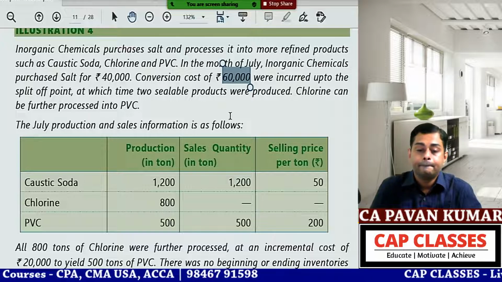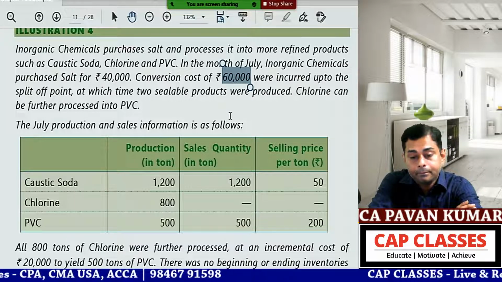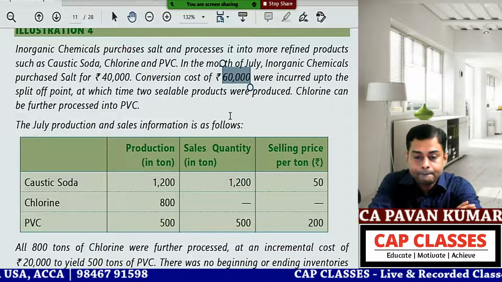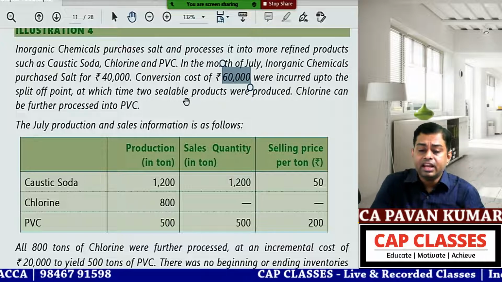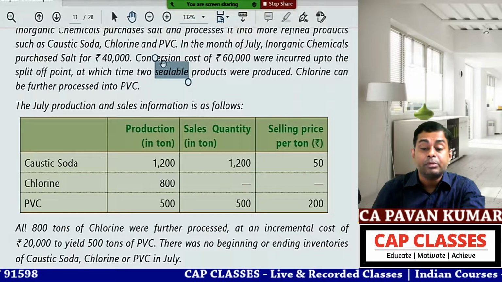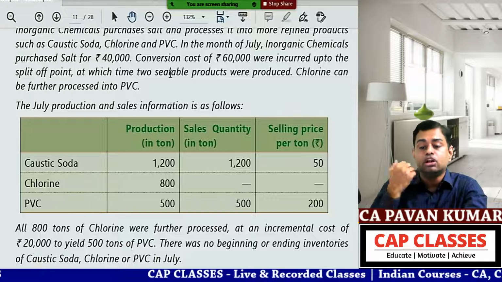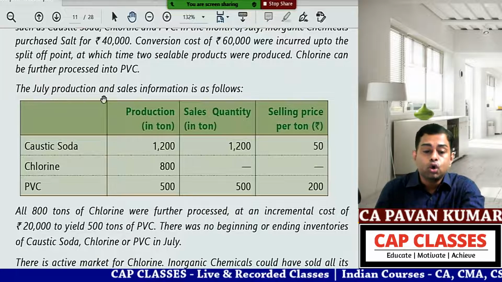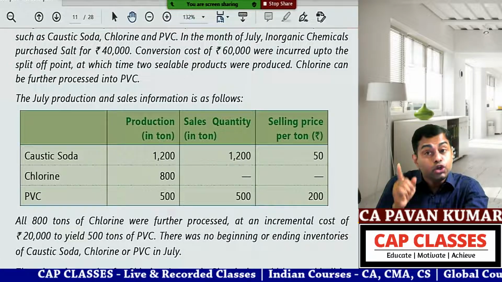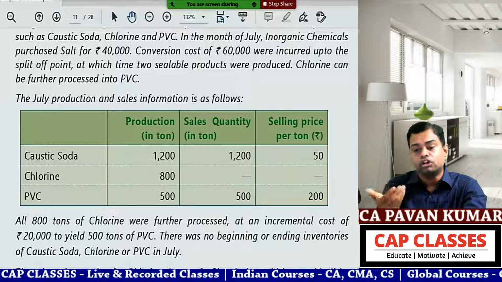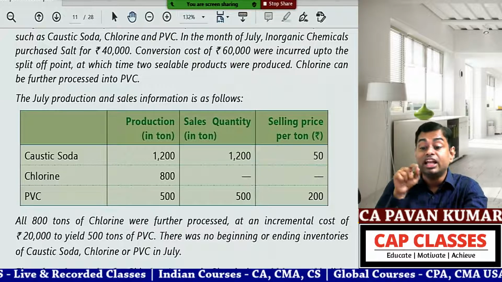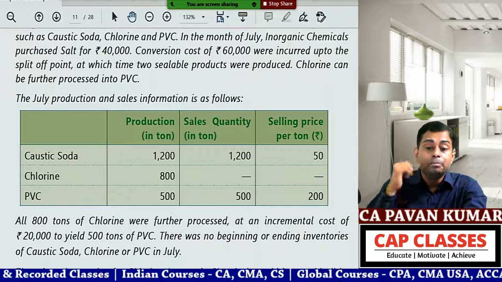Conversion cost of 60,000 were incurred up to the split off point at which two saleable products were produced. Chlorine can be further processed into PVC. The July production and sales information is as follows. It must be saleable, it could be a spelling mistake. Saleable products means at the split off point both products can be sold. Chlorine can be further processed into PVC, but without processing it you can also sell it. You have two options. If you have only one option, there is nothing great to do. If you have both options, then you will check which is more beneficial for you.